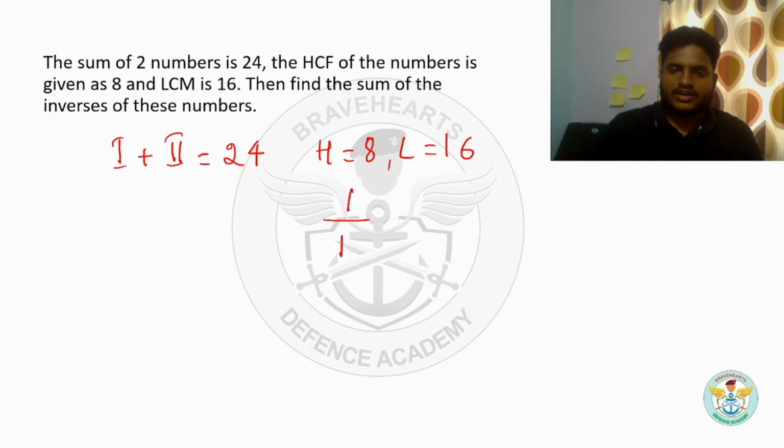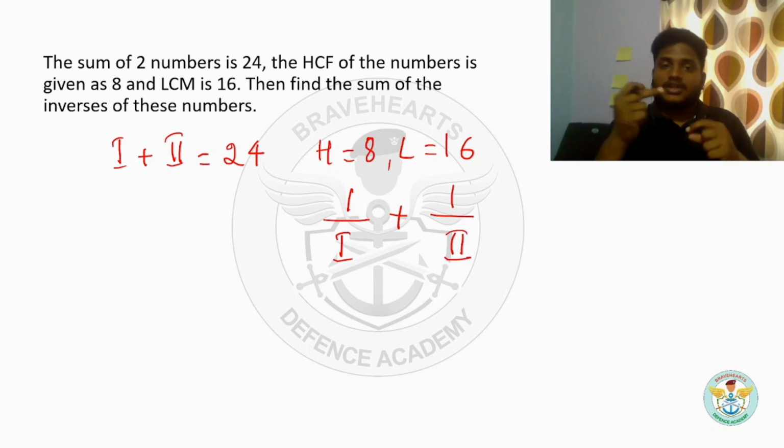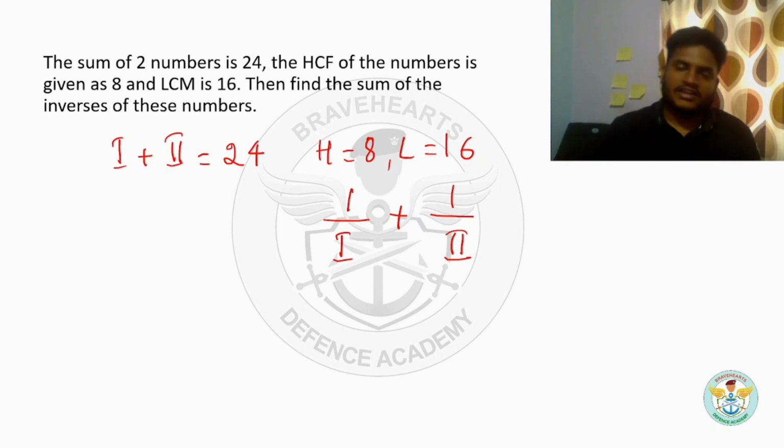They want us to find 1 upon the first number plus 1 upon the second number. They want us to first find the inverse of the numbers, then add the inverses. So let's solve the example here. In these kinds of examples, solving by the conventional method will take a lot of time. I put up this example in the last slide because I wanted to convey one thing. If we look very closely at what you have written in mathematical form, you'll understand that your numbers are 8 and 16 itself.